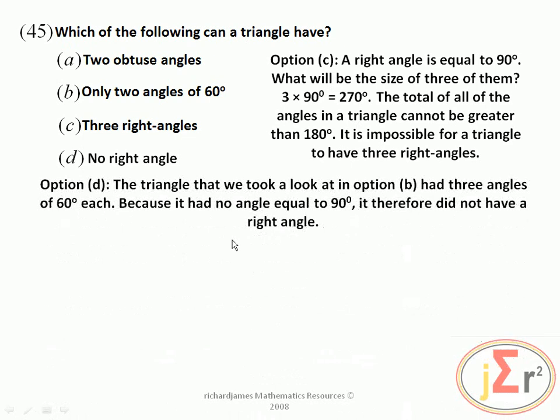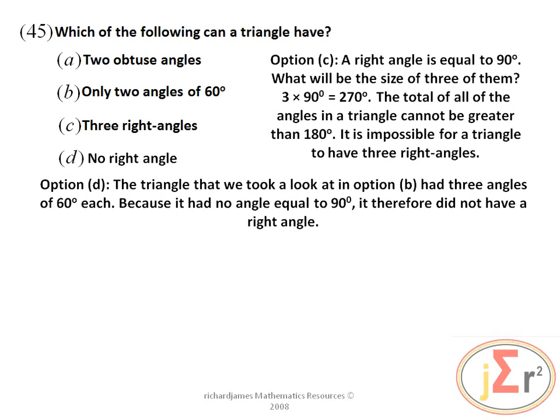Option D. The triangle that we took a look at in option B had three angles each of 60 degrees. Therefore, that triangle had no angle equal to 90 degrees. Why? Because it has three angles of 60 degrees each. It therefore did not have a right angle. Therefore, a triangle can exist without having a right angle.